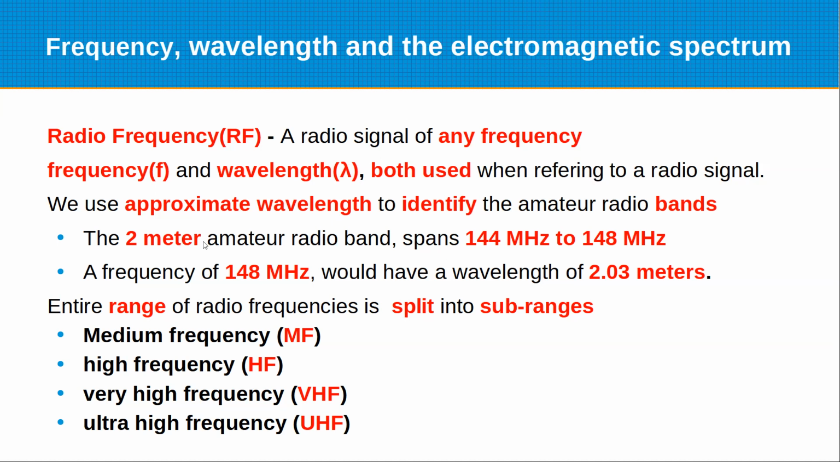In this example, the 2-meter band goes from 144 to 148. So if you do the math, it comes out 2.03 meters. So these are always approximations. They're never exactly the right number. Usually it's off the band. But it's something you get used to. It just becomes kind of second nature if you've played with it for a while.